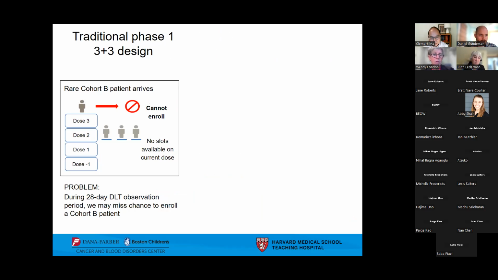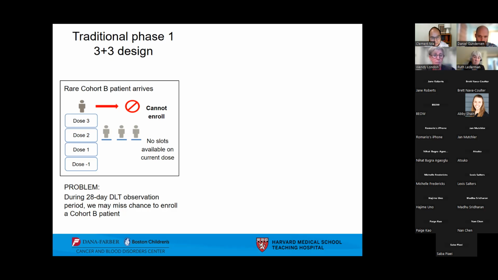So let's just say we were doing this trial using the 3+3 design. If we have 3 patients enrolled at dose level 2, we're watching them. We're waiting for them to have a DLT or to complete the DLT observation period. And in the meantime, we can't enroll any more patients, because that's how a 3+3 works. So if this rare cohort B comes along, that patient can't enroll.